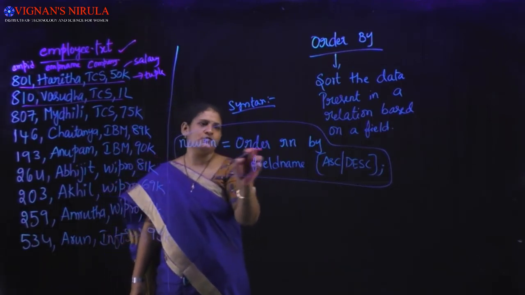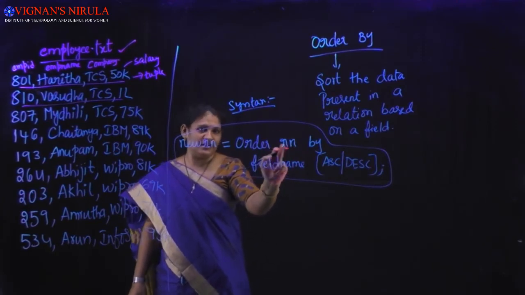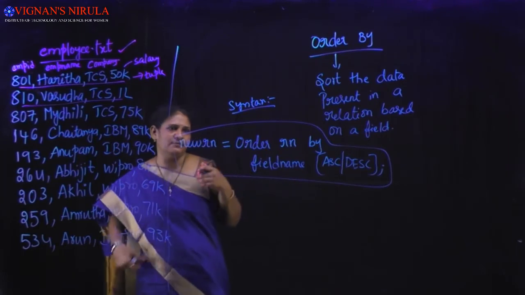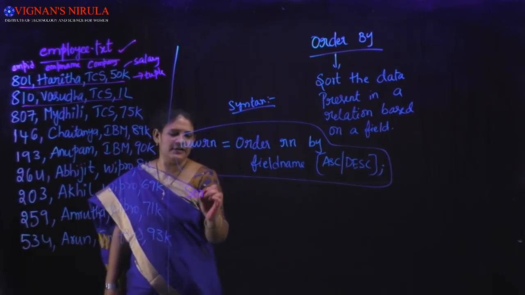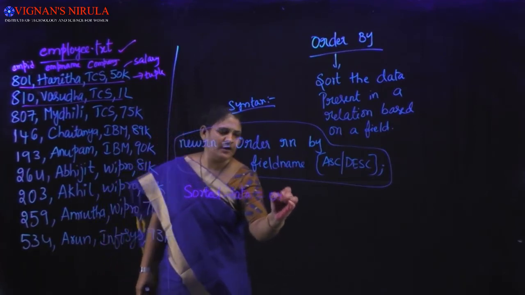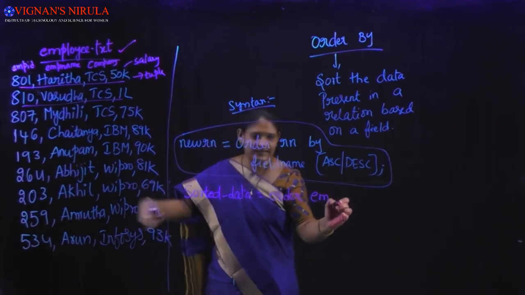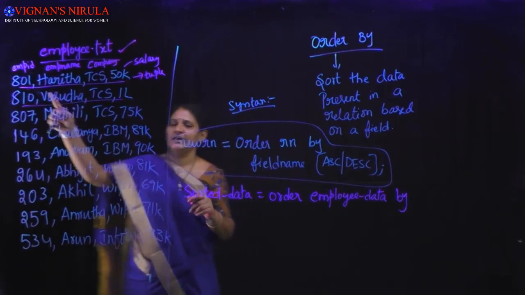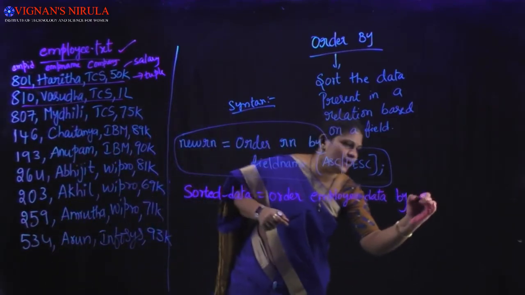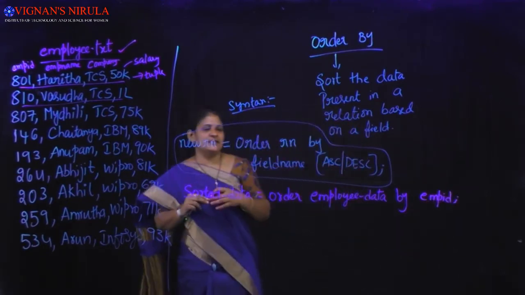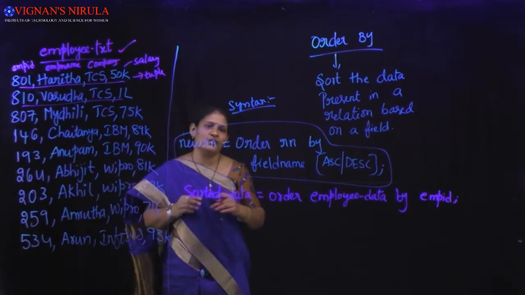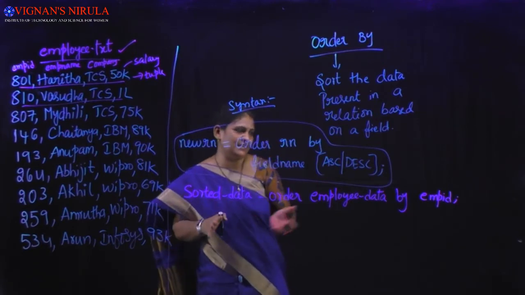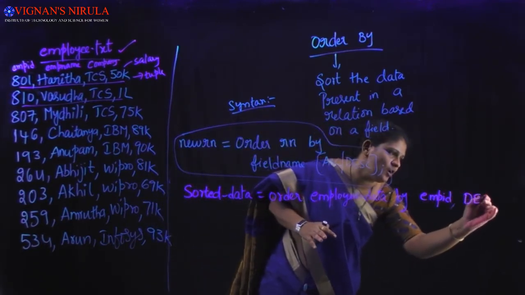New relation is equal to order, which is an operator, then the relation you want to sort, that relation name, then by, the field you want to sort on, and in which order, either ascending or descending, that you need to specify here. So I will take an example. The new relation I am taking as sorted data, order, the old relation is employee data. This entire data is present in a relation called employee data. I want to sort this data based on the employee ID. So by employee ID. If I write like this, then by default it will sort the data in ascending order. If I don't specify the order here, then by default it will sort in ascending order. If I want to sort in descending order, then I have to specify the order here.